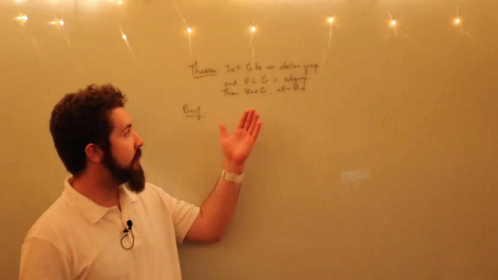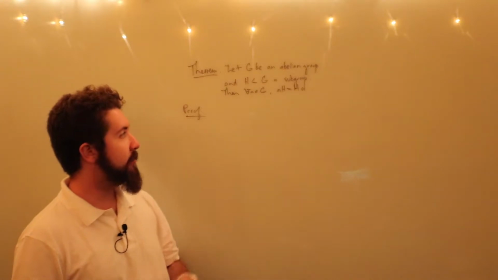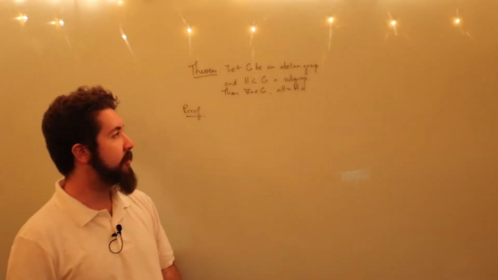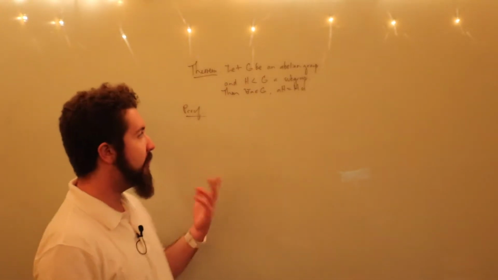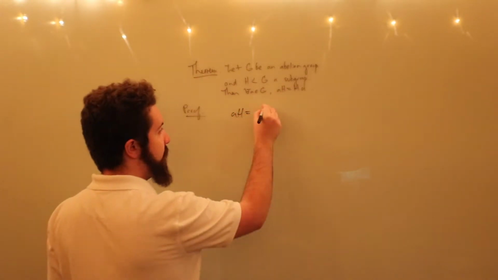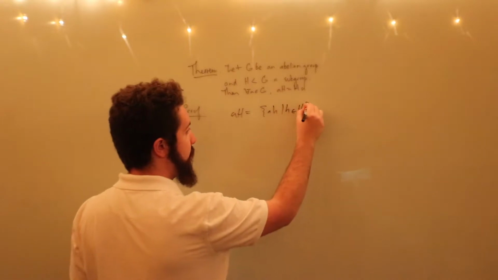So let G be an abelian group and H be a subgroup of G. Then for all elements a in G, aH is equal to Ha. The left coset is equal to the right coset if G is an abelian group. Well, this is pretty straightforward. aH is defined to be the set of all a times h, for elements h in this subgroup.